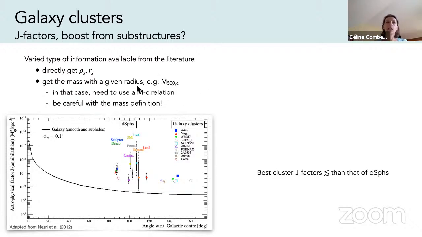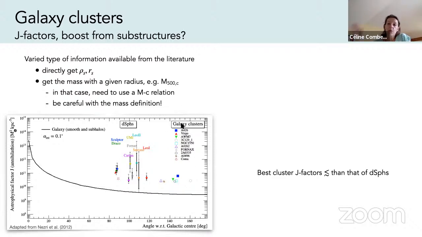But here, big warning, you need to be careful with the mass definition. You cannot simply use a mass concentration relation that was defined at M200 and apply it to M500. So big word of caution here, you need to do some conversion and there's some care to be done here. But anyway, again, always the same plot, astrophysical J factor as a function of the angle from the galactic center, our own galaxy. Here you have a few of the classical dwarfs we've discussed before for comparison. And the points without error bars are the ones from galaxy clusters.